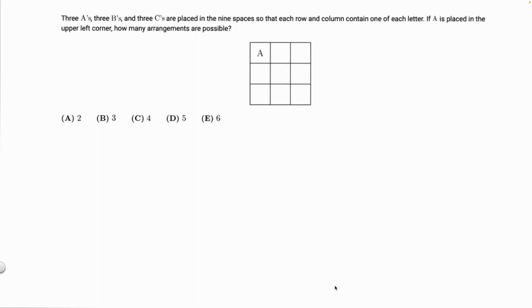Three A's, three B's, and three C's are placed in the nine spaces so that each row and column contain one of each letter. If A is placed in the upper left corner, how many arrangements are possible?